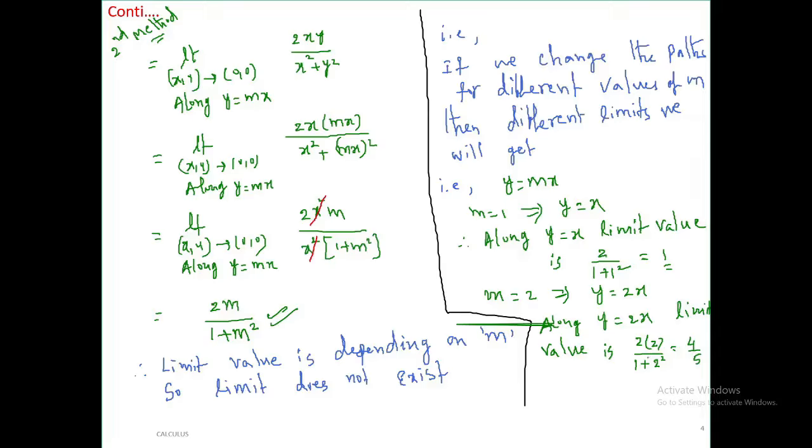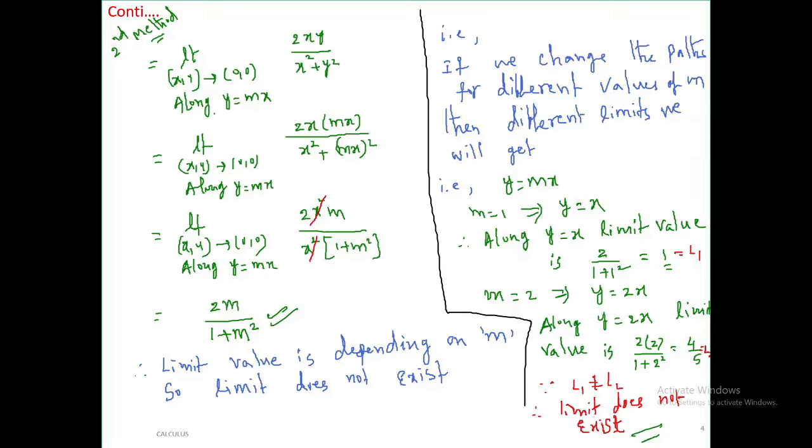Isn't it? So again look at, so from this, let us take this is L1 and this is L2. So since L1 is not equals to L2, therefore limit does not exist. So this is more elaborately. Okay. So we can prove like this also. So therefore along two different paths we are having two different limits, therefore limit does not exist.